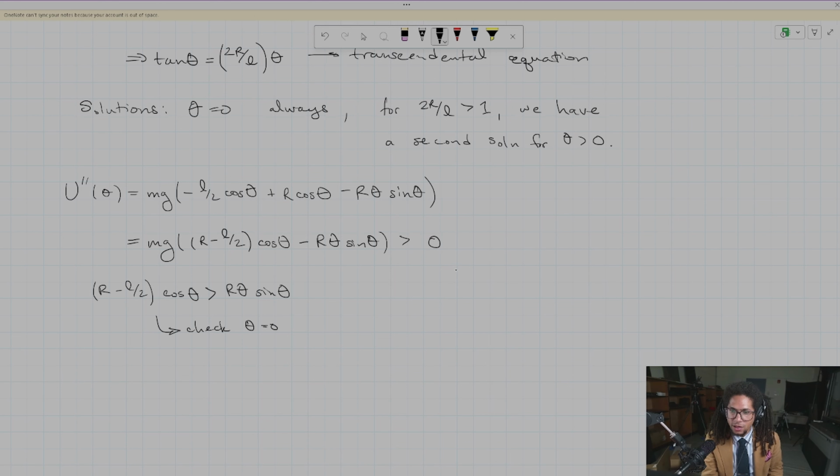So what we get here is r minus L over 2 times 1 is greater than 0. Okay, so this one is stable if r is greater than L over 2. Let's actually also note that that's a similar condition to what we had up here. This condition could be rewritten L less than 2r, or L over 2 less than r. Interesting. And unstable otherwise for this second solution.